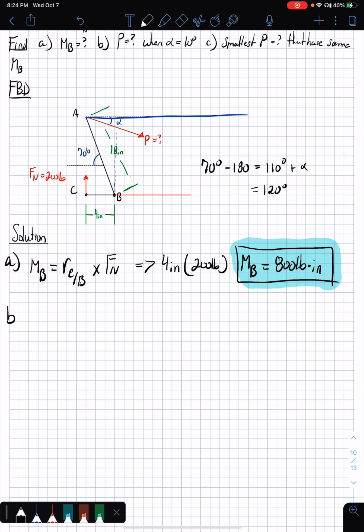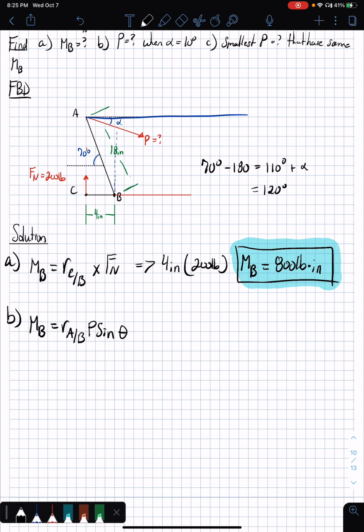Part B is next. To find part B, which is to find the force P, we can just look at the moment again. So we're going to take the moment about B is equal to r_AB cross our force P that's causing the moment about B, times sine theta. Now to find this theta, all we need to do is look up, we've been given a 70-degree angle from the left of AB.